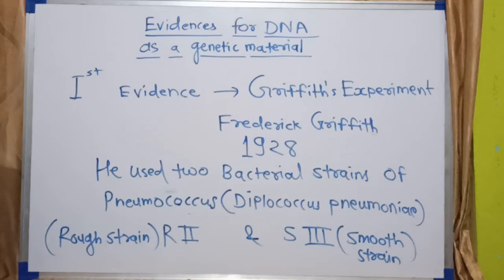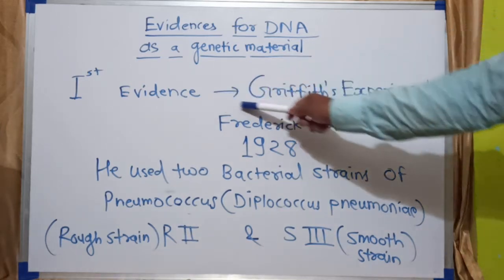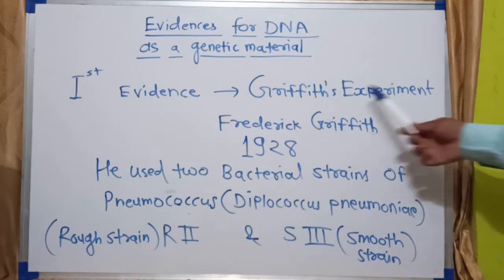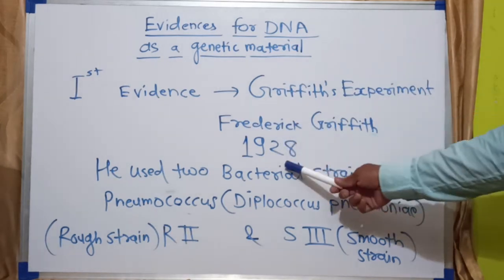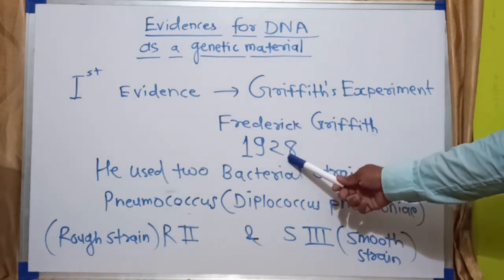Hello students, as you can see I am going to start the next point, evidences for DNA as a genetic material. So here the first evidence is given, which is the Griffith's experiment. Frederick Griffith in the year 1928 performed an experiment.